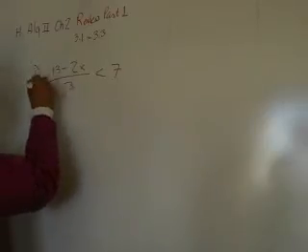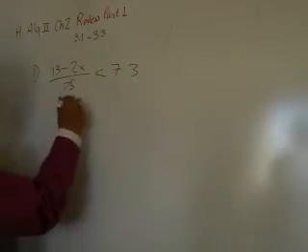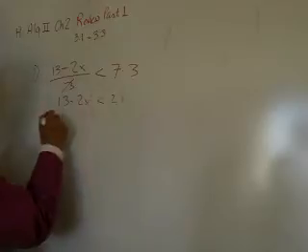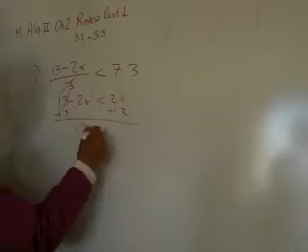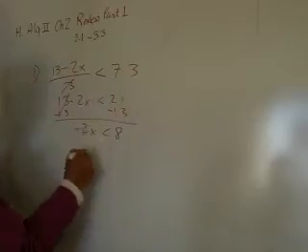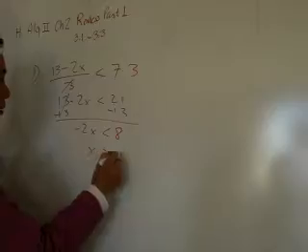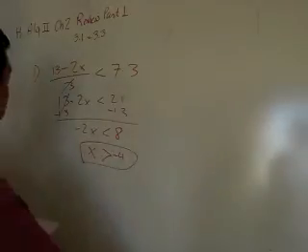First thing we do is we get rid of the 3 by multiplying by 3 to both sides. 13 minus 2x is less than 21. Subtract 13 from both sides. You get negative 2x is less than 8, and x is greater than negative 4, because we divided by negative 2 on both sides, so we switch the inequality.